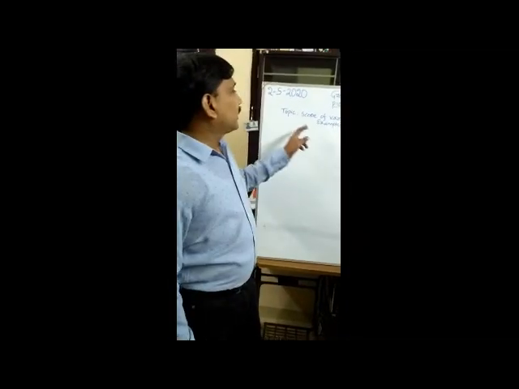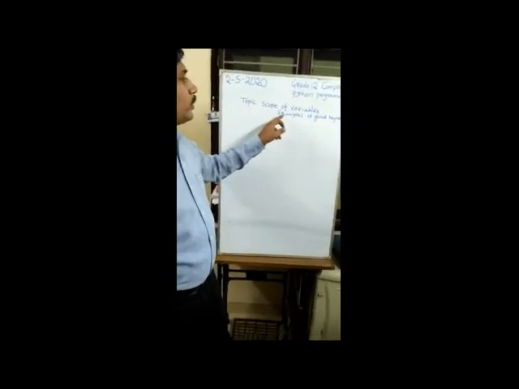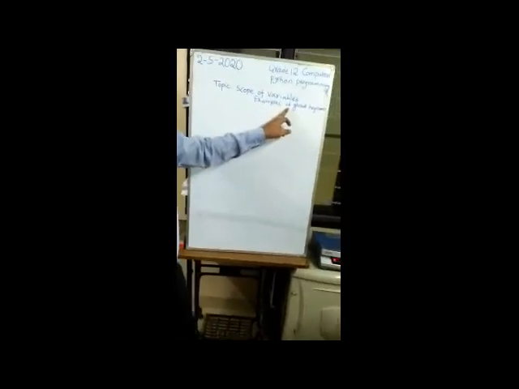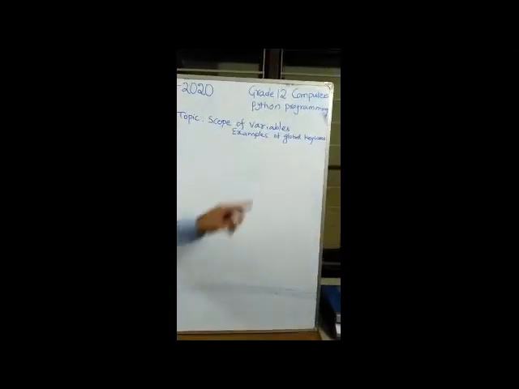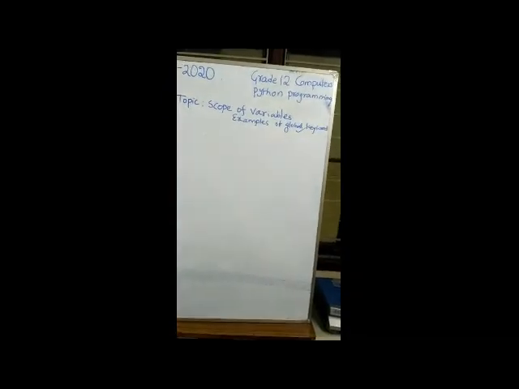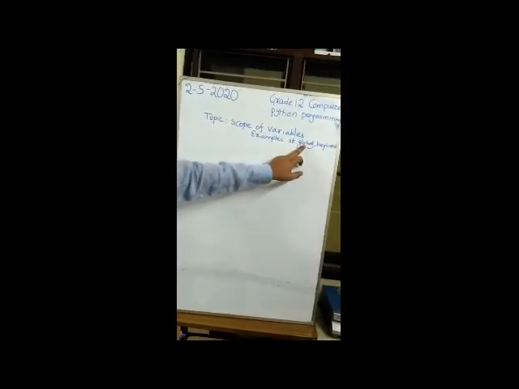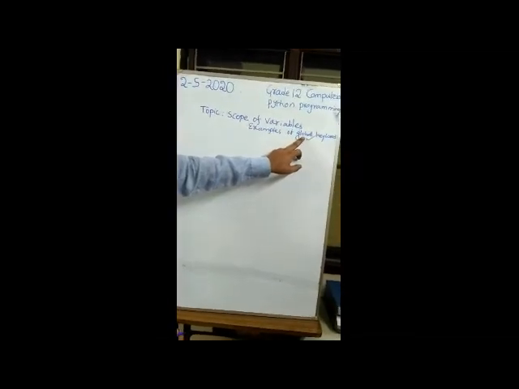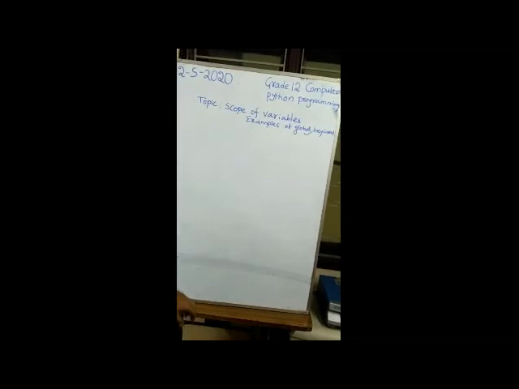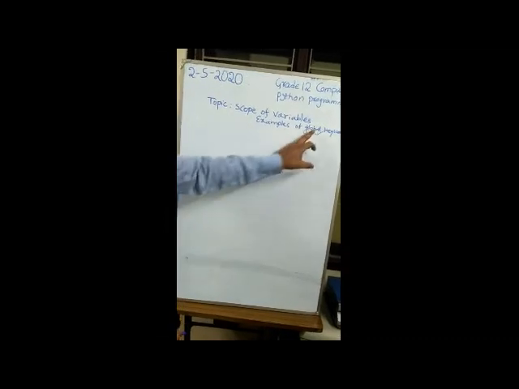Last class we discussed the concepts of scope of variables in the Python programming language. Today we continue the same class with examples of scope of variables and the global keyword. How to use the global keyword in Python programming. A global variable is a variable that can be considered available throughout the program. That's why it is considered a global variable.